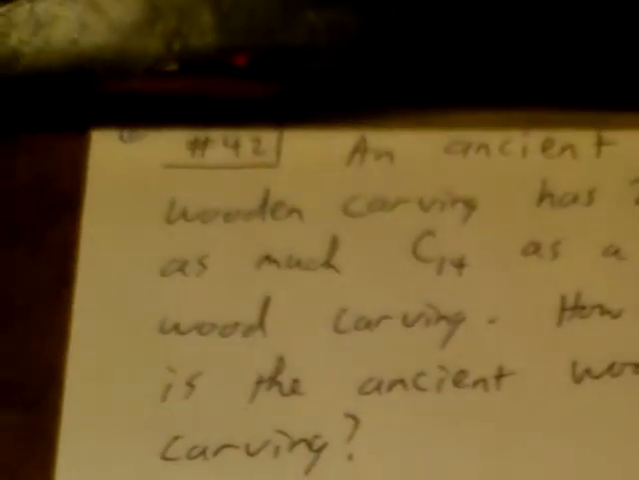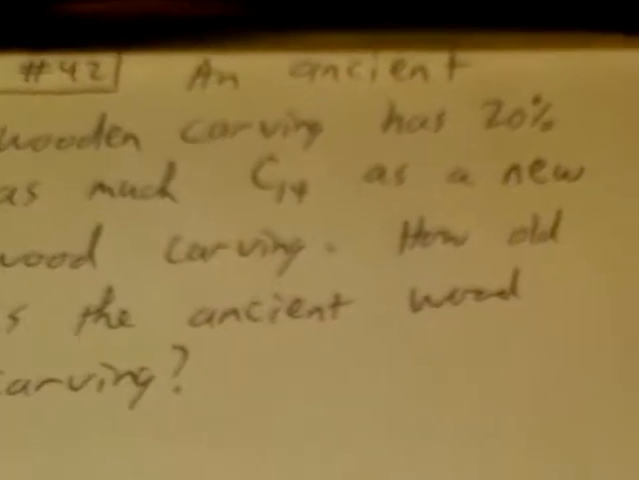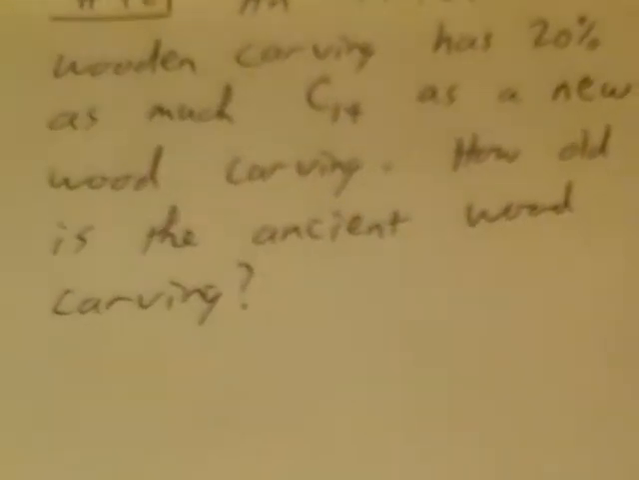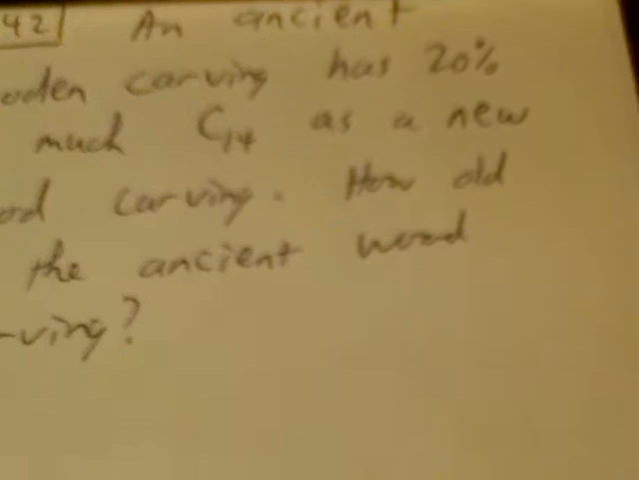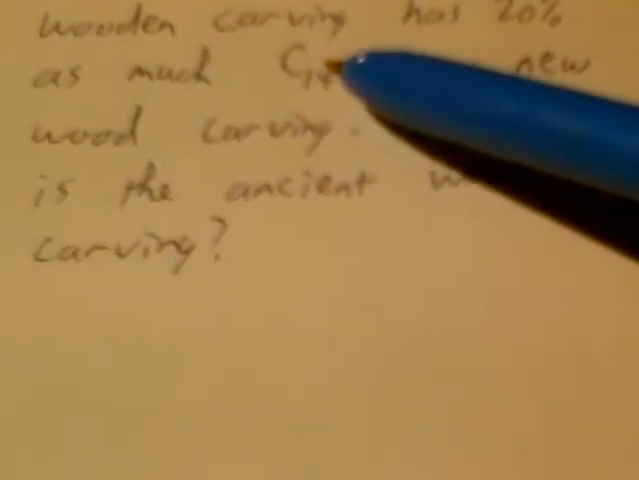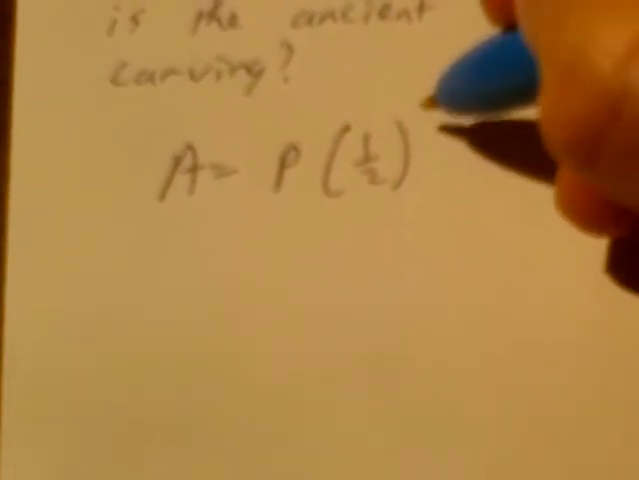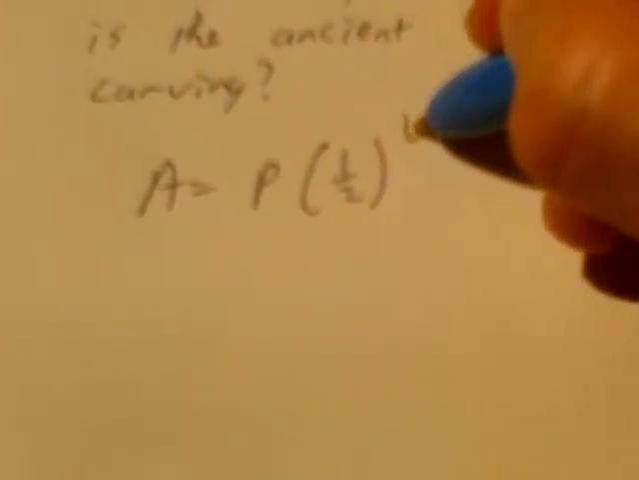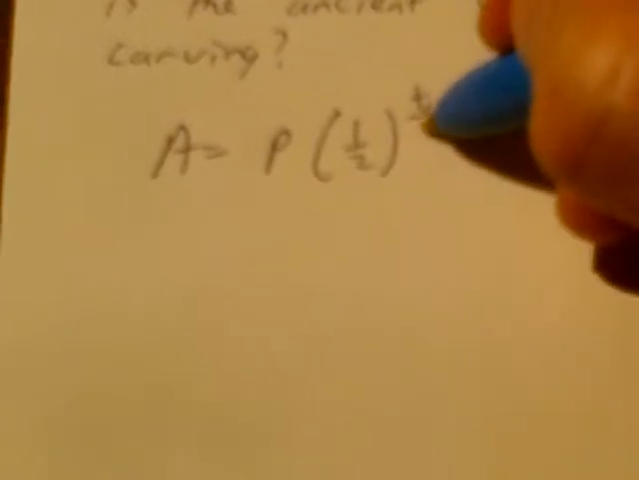So here it is. This one's like number 42. An ancient wooden carving has 20% as much carbon-14 as a new wood carving. How old is the ancient wood carving? We're looking at carbon-14 here, so that should tip you off that this is a half-life problem. So we do A equals P times 1/2 to the T over half-life. The half-life of carbon-14 is 5715. We had that in a problem earlier.